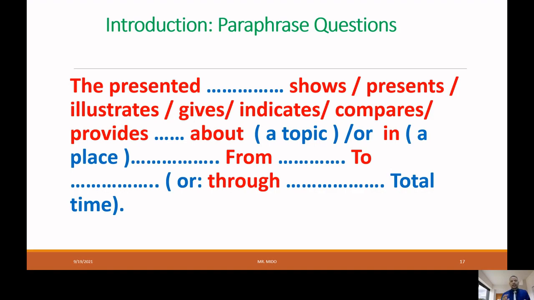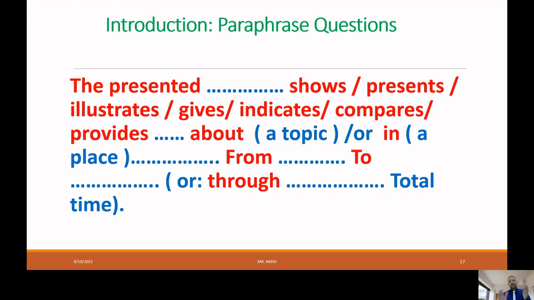Or you can say in a place, if the city name is mentioned, in New York for example, or without a name, in a city. From to: we have only one date, 2011, so we will not say from to here. So you will say from January to June in 2011. Or, as I told you, a high level standard of answer will say 10 years ago, meaning 2011.